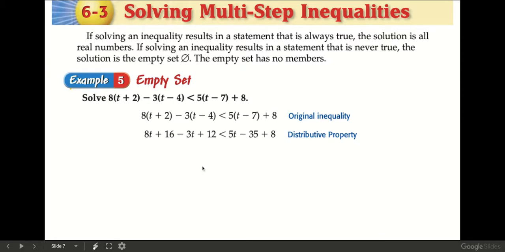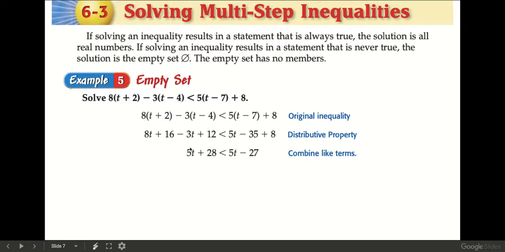And now I can go ahead and combine like terms, right? I have this 8t minus 3t, that's 5t. 16 plus 12 is going to give me 28. And then I have minus 35 plus 8, which is going to give me minus 27. So here you can see everything simplified out. 8t minus 3t is 5t. 16 plus 12 is 28. And then if I subtract 35 and add 8, that's minus 27.